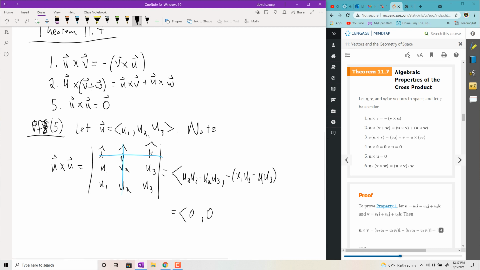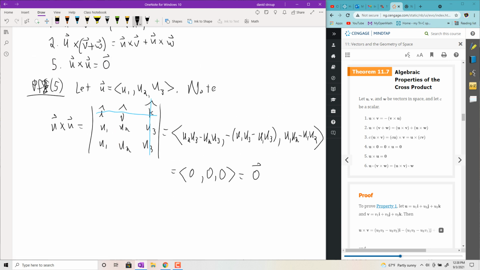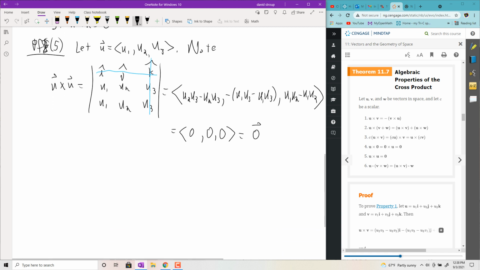And the third component then, let's go ahead and do that, is going to be U1 times U2 minus U1 times U2, of course. That will also be 0. So that's the 0 vector, which is what we were trying to show. Therefore, the cross product of a vector with itself is equal to 0, just like it says in the theorem. Okay?